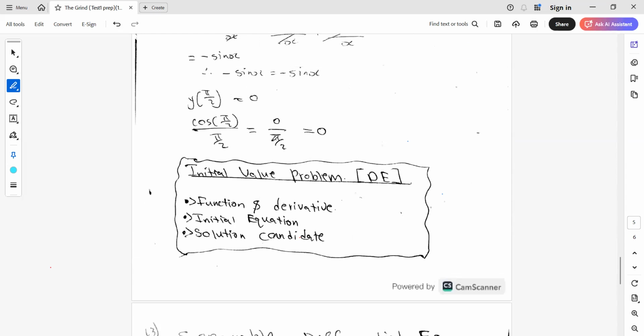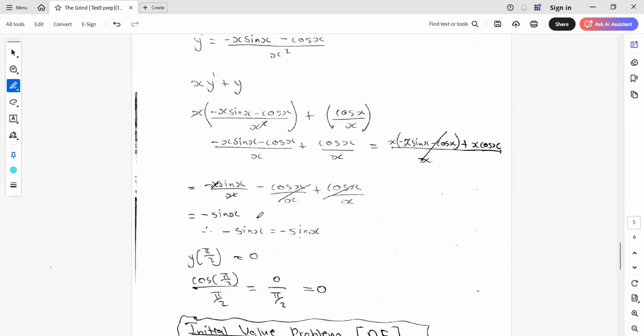This here, the initial value problem. So it's just a part of a differential equation. So here you would be given the function and on that function a derivative. You'll be given an initial equation as well as the solution candidate. So the initial equation is when you will be given that y of something is going to be equal to this. You'll be given the value.